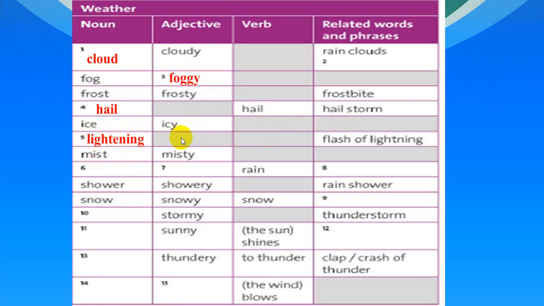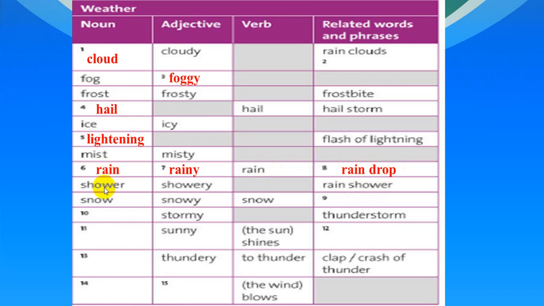Lightning, there's no adjective for lightning, and we have flash of lightning. Mist, misty. Rain, rainy, yes, rainy. And the verb rain, it's going to rain. It rained yesterday, it will rain tomorrow. So rain can be used as a verb. Raindrop.